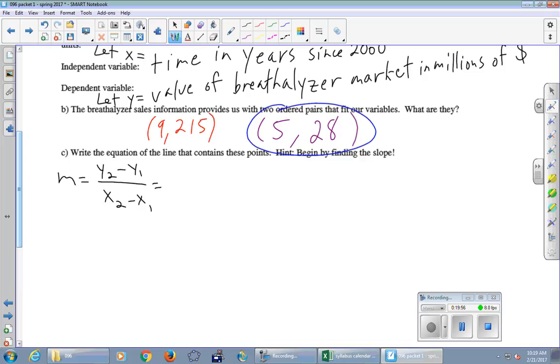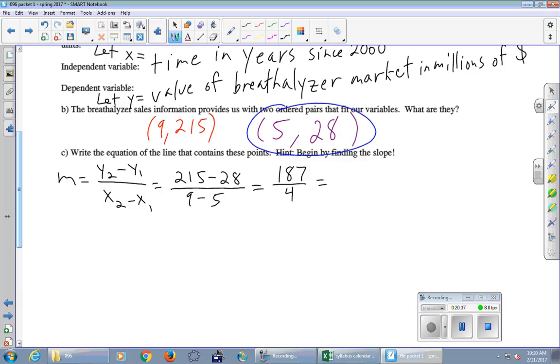Okay, so we're supposed to subtract the y's over subtract the x's. So let's subtract the y's. 215 minus 28 over, what do we put downstairs? 9 minus 5. Just make sure you subtract in a consistent order, top and bottom. Okay, so we do the subtraction here. 187 over 4. Yes or no? That's right, okay. Oh yeah, not reducible.